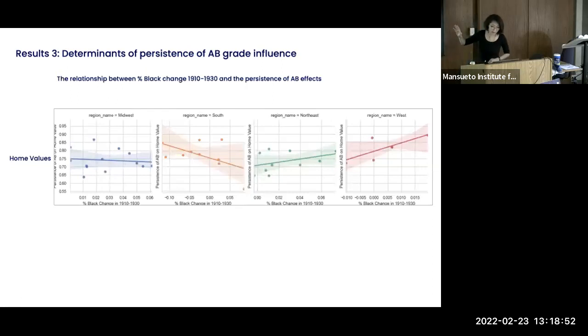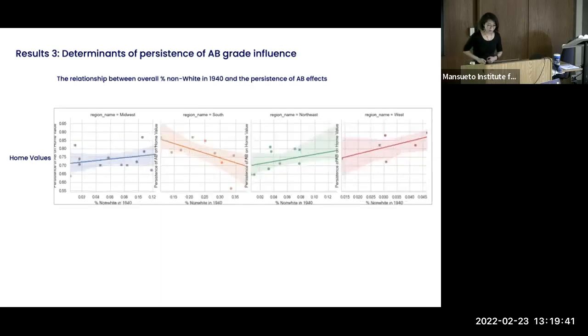However, I'm just looking at home values, and when I disaggregate that regression into different regions, that's the Midwest, that's the South, this is the Northeast, and that's the West. For most other regions, a higher increase in Black population between 1910 and 1930 either didn't matter or increased the importance of the persistence of this AB effect. Only in the South do we see a larger Black population contribute to a decreased importance of this AB persistence in home value. This is the same persistence plotted against the percentage of non-white residents in 1940.